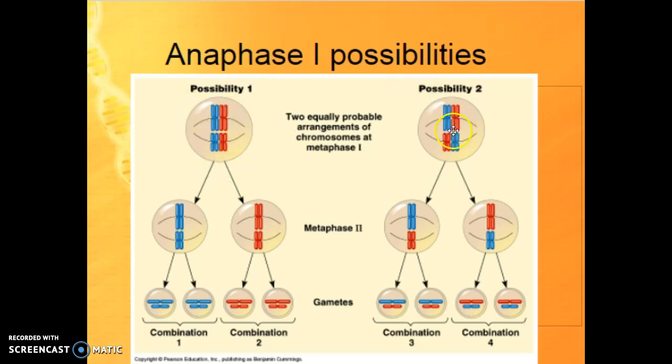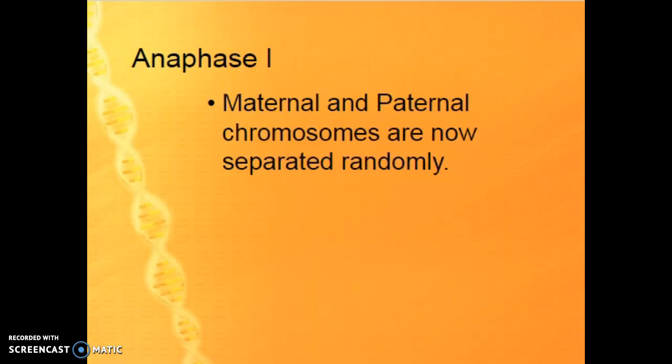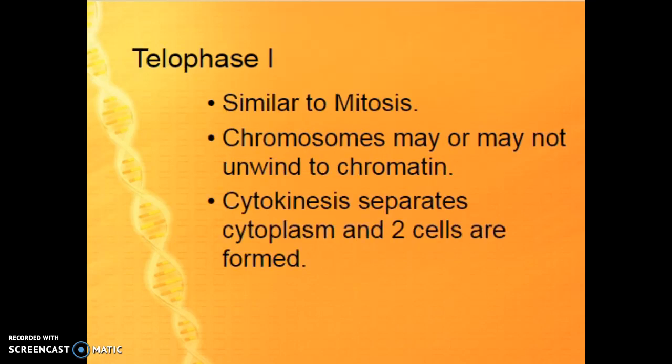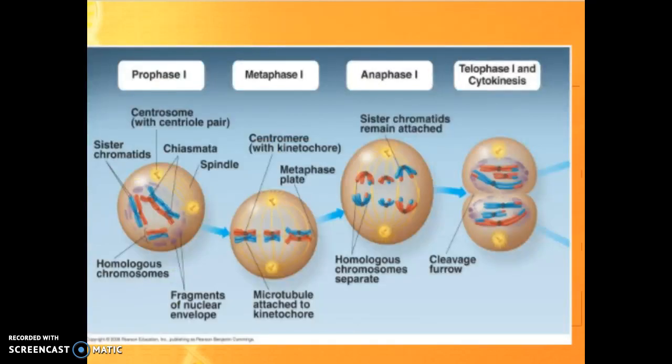Over here in this possibility, we've got opposites. Just by chance, our blues are opposite one another. So this sperm cell is going to look a little bit like Grandpa, a little bit like Grandma. Same thing here. So we've got 4 different possibilities. They're all equally likely. In anaphase 1, the maternal and paternal chromosomes, now there's no difference between them. They just are chromosomes. Telophase, they're going to break up.